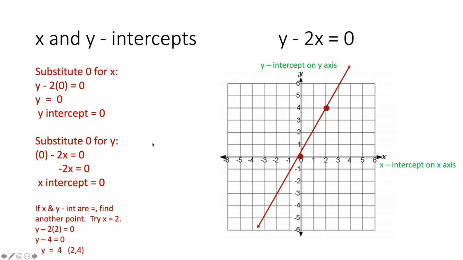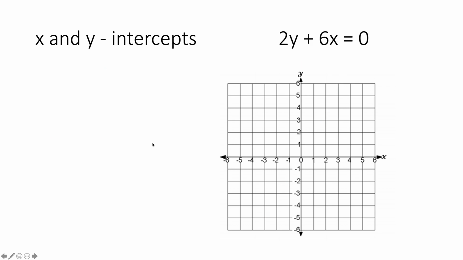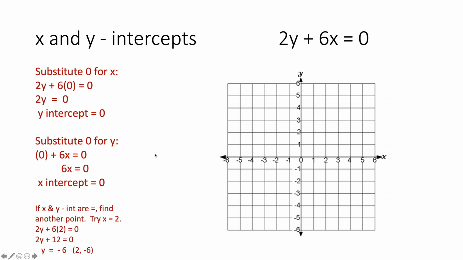All right, let's try this one. This is our last one with x and y intercepts for the day. So as we've said many, many times, you want the y-intercept, substitute a 0 for x. You want the x-intercept, substitute a 0 for y. And what you notice is, in this particular case, the y-intercept works out to be 0. So does the x. You know what that means. You're going to get a dot right at the origin where the two axes meet. So I need another point.